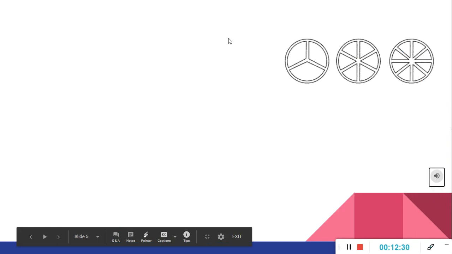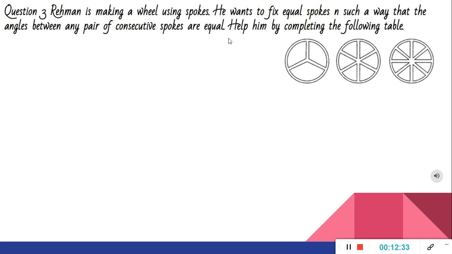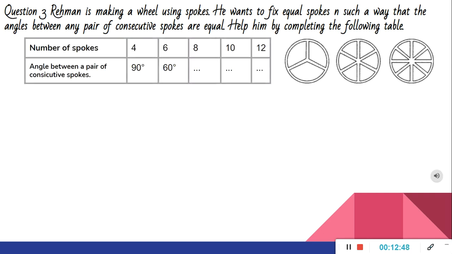Question number 3. Rahman is making a wheel using spokes. He wants to fix equal spokes in such a way that the angles between any pair of consecutive spokes are equal. Help him by completing the following table. So we can see that as the number of spokes is increasing, the angle between the spokes will decrease, right? So let's see the table that is given. Number of spokes: if 4 spokes are there, then the angle between the pair of consecutive spokes should be 90 degrees. If 6 spokes are there, then 60 degrees. Then how could we find for 8, 10 or 12 spokes?